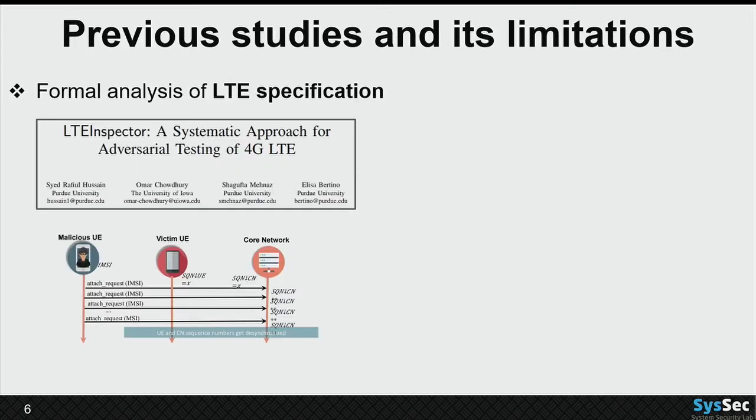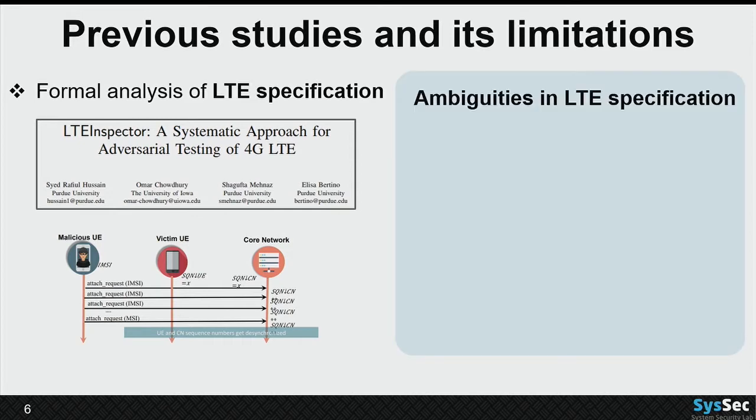Last year, there was one piece of research about formal analysis of the LTE control plane specifications to find potential security problems systematically. They found a lot of attacks exploiting LTE specification problems. There was also one attack scenario using a malicious UE to deny LTE service. However, formally analyzing the LTE specification is not enough to find potential security problems in operational LTE networks, because there are several ambiguities in the LTE control plane specifications.